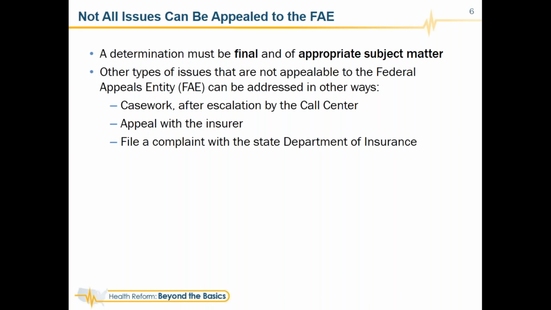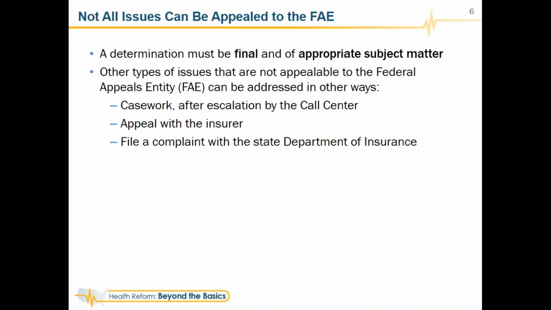So, and we'll talk through this and give an example a little bit later, but if a consumer, for example, has a data matching issue or inconsistency and has to provide additional documentation about their income or their citizenship or immigration status, they may get a temporary eligibility determination, and they can't appeal that until they've provided their documentation or not provided their documentation and gotten a final determination.